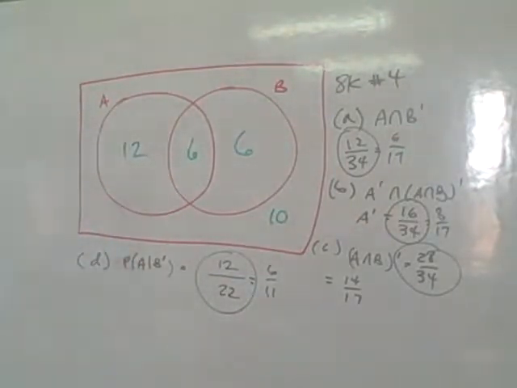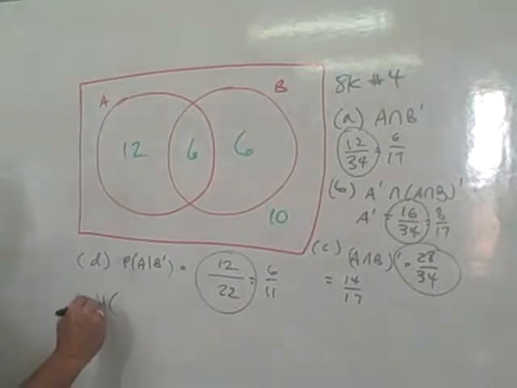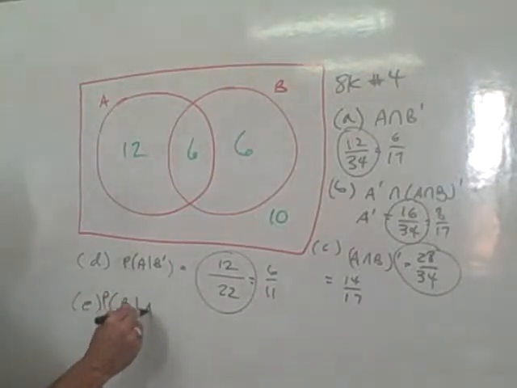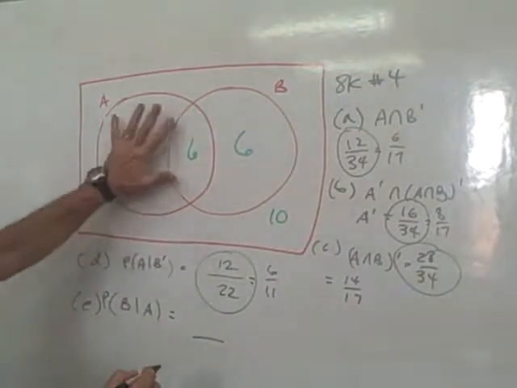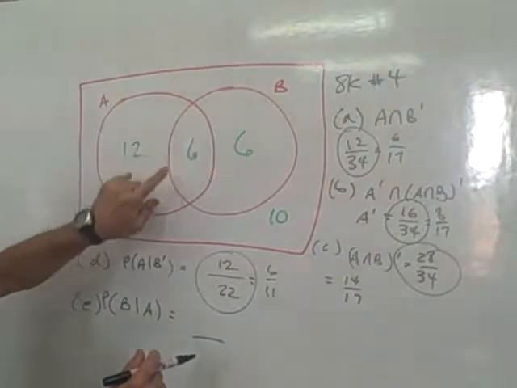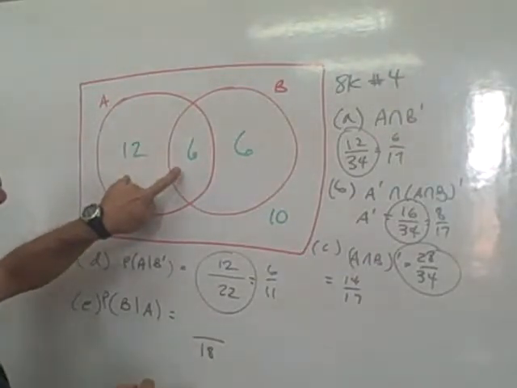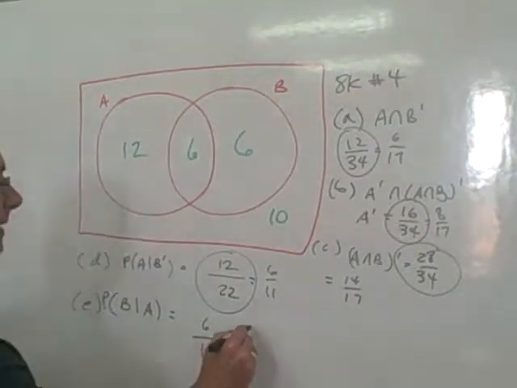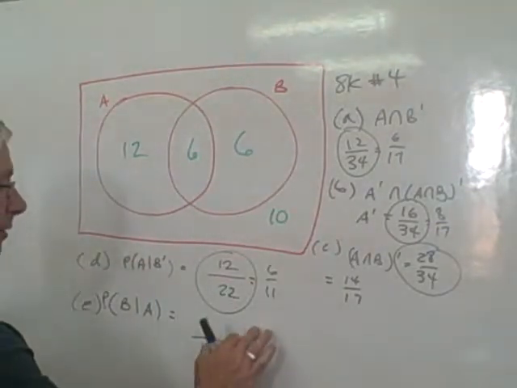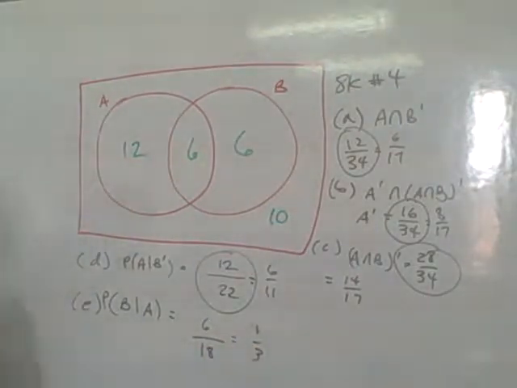What's E say? E says, what's the probability it's in B given they are in A? So this is even more direct. Once again, I think it's always easiest to start with the denominator. So the denominator is A. That's the set we're looking at. That's our new universal set, these 18 individuals. How many of them are in B? Well, these 6 individuals. So that's 1 over 3. 6 over 18 is the unreduced part of it.